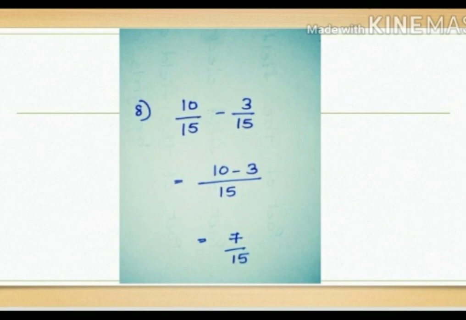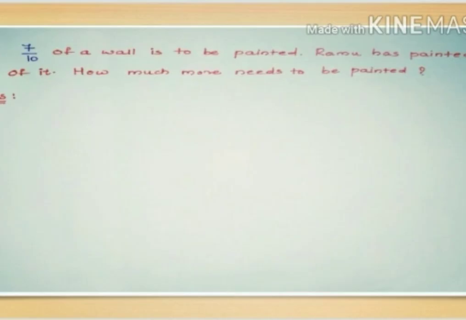8th one, 10 upon 15 minus 3 upon 15. Okay, so find out the difference of the numerators, 10 minus 3, and write down the denominator as it is 15. So the answer is 7 upon 15.